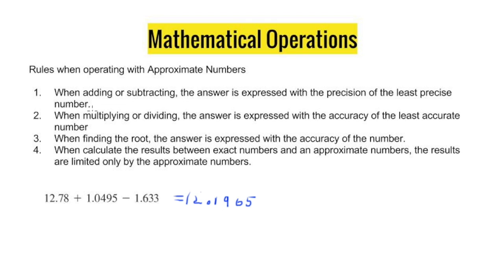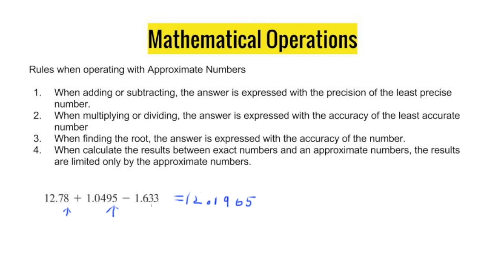So we look at our rules. It says when adding or subtracting, the answer is expressed with the precision of the least precise number. So what we're going to do is we're going to look at all these numbers and find out which number is the least precise. Well, this number, 12.78, its precision is to the hundredth place. Okay, it's to the hundredth. This position is the tenths, the hundredths, the thousandths, the 10,000ths. Well, this is a very precise number.